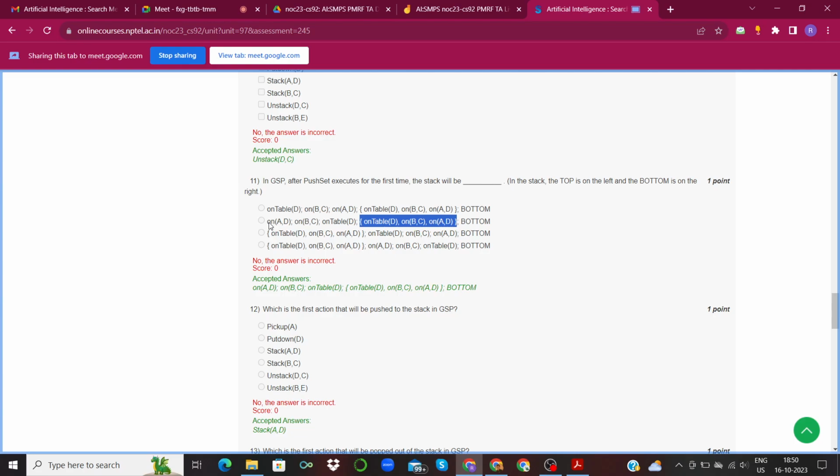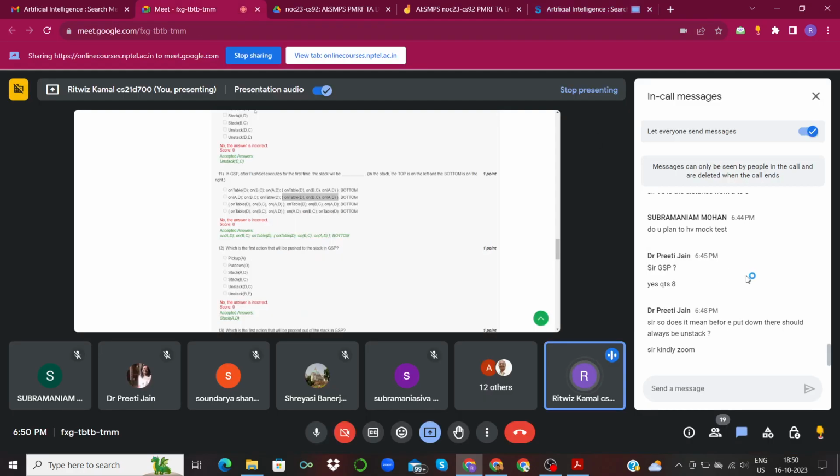Okay. So here you are trying to solve on A comma D first, on B comma C, and on table D, and that is happening because if you remember, GSP is a combination of the approaches of FSSP and BSSP, right? So essentially, the part where GSP takes inspiration from FSSP is by using a stack, and the way it takes inspiration from BSSP is by removing one of the subgoals from the stack and then proceeding in a backward manner, right?